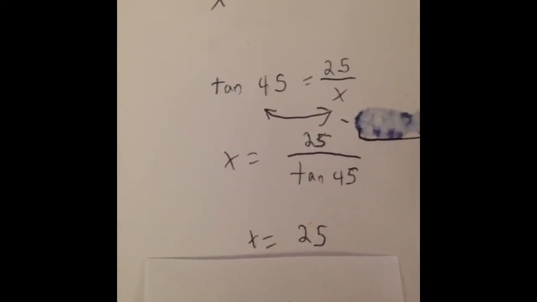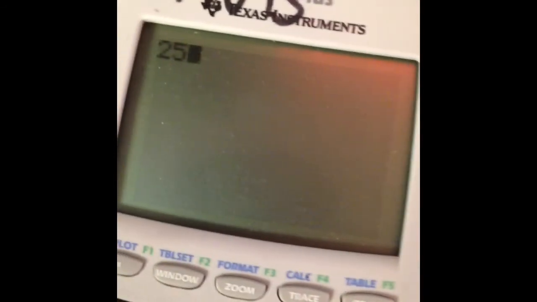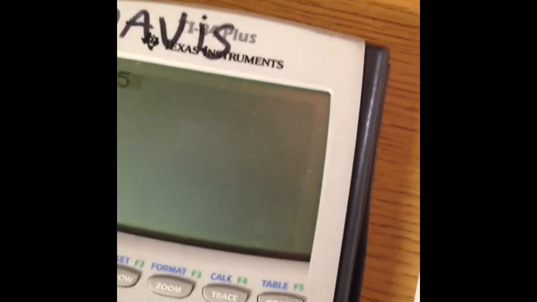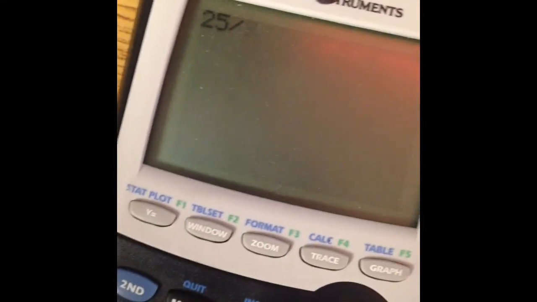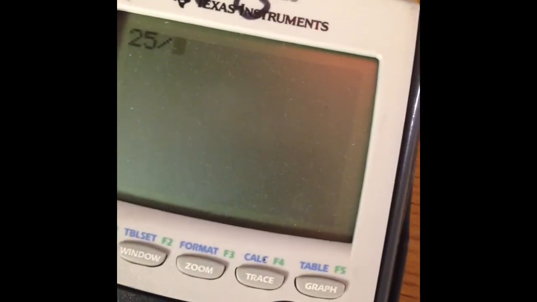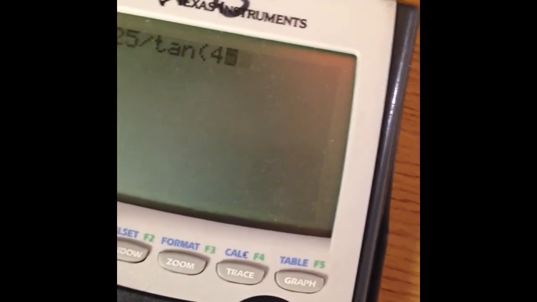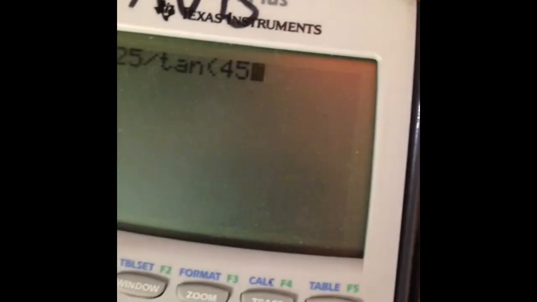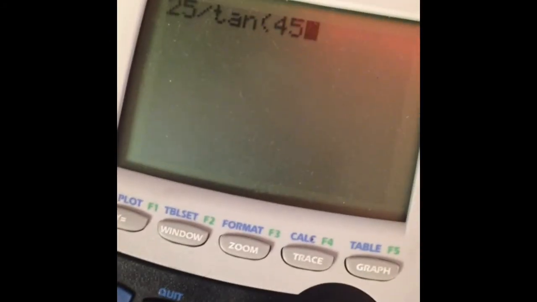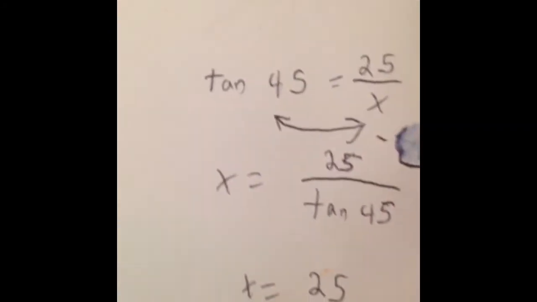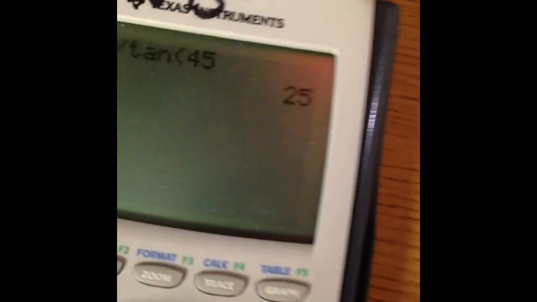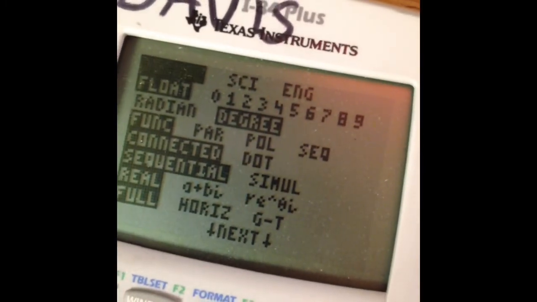So we'll put in 25 divided by tangent of 45, which is our angle of elevation. That gives us 25, so it checks out. And again, make sure it's in degrees and not radians.